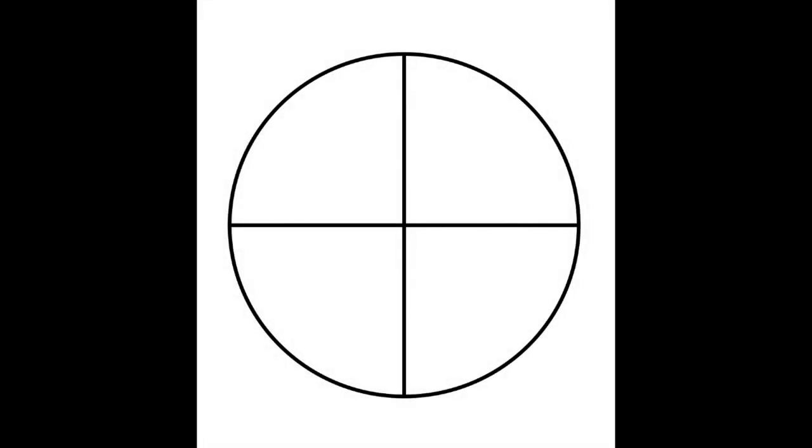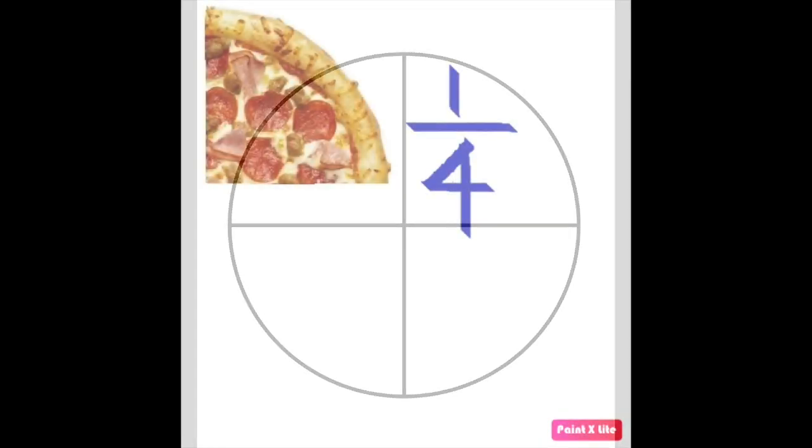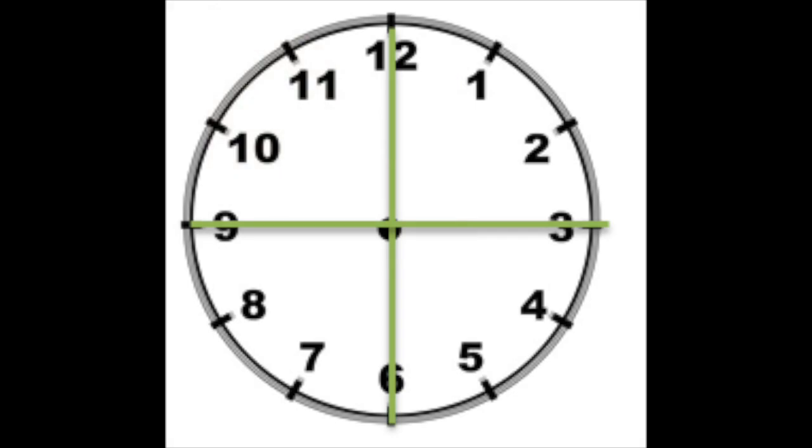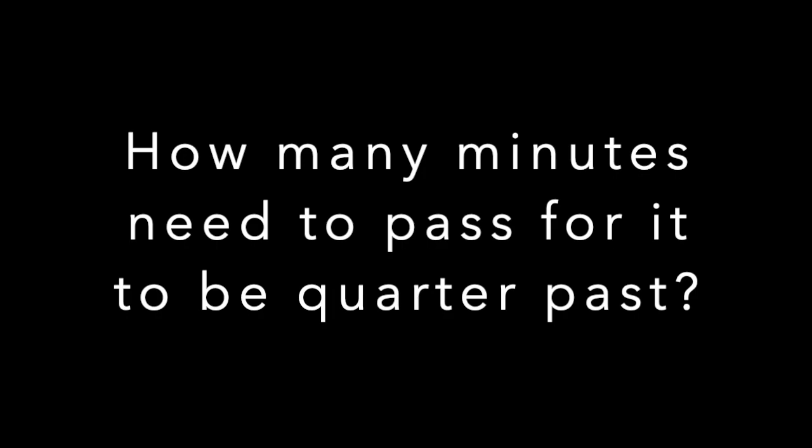A quarter is a fraction that means something is broken equally into 4 parts, and it looks like this. So if we compare that to our clock, it might help us to remember where the quarter-past hand goes. But first, let's try and work it out. If the whole clock has 60 minutes on it, and half the clock has 30 minutes on it, how many minutes do you think will need to pass for it to be quarter past?